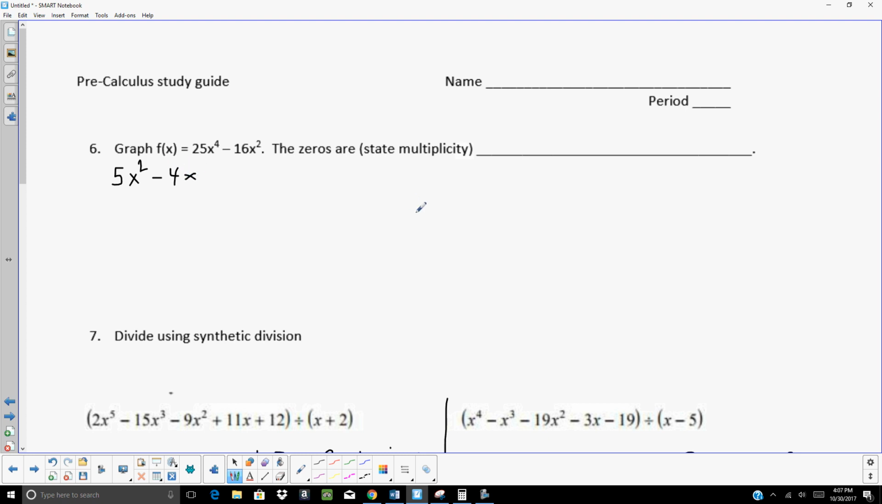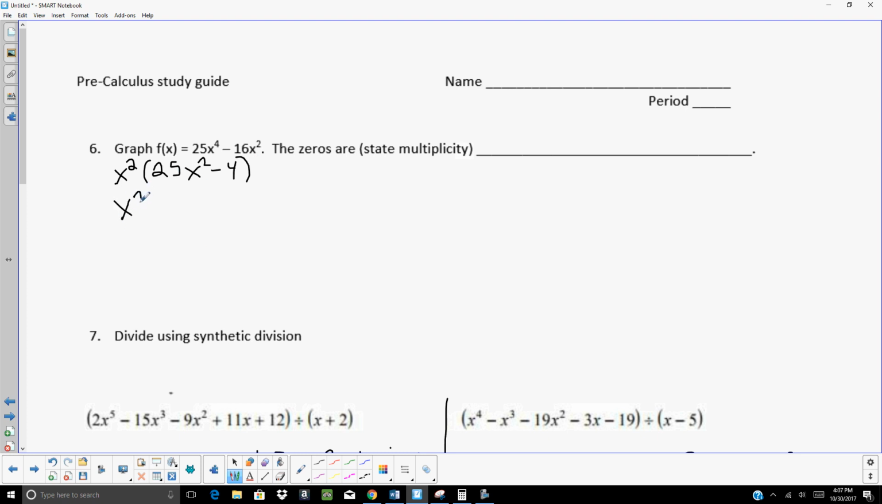Well, you know what I didn't do? I did not look for a GCF. Oh my gosh. Rookie mistake. I always have to look for that GCF first. Let's factor out that x squared. 25x squared minus 4. All right, well, it's still a difference of 2 squares.